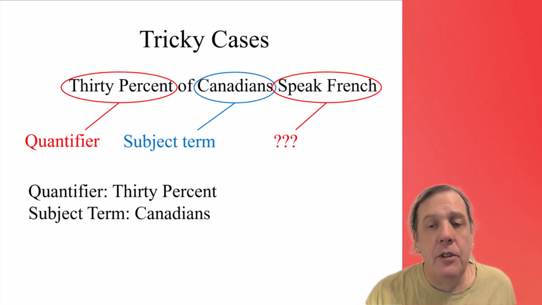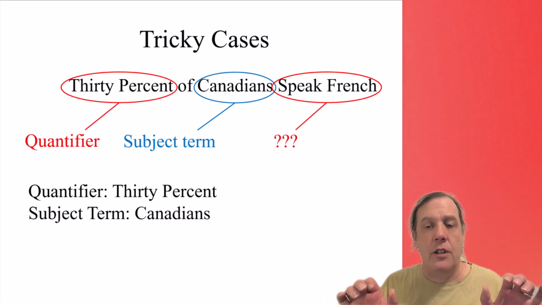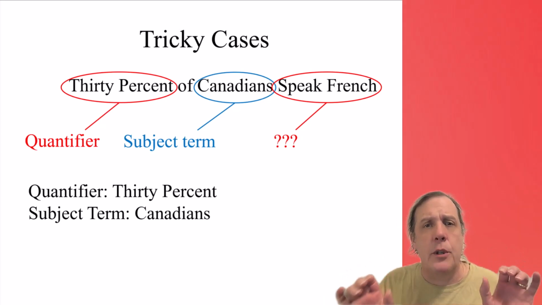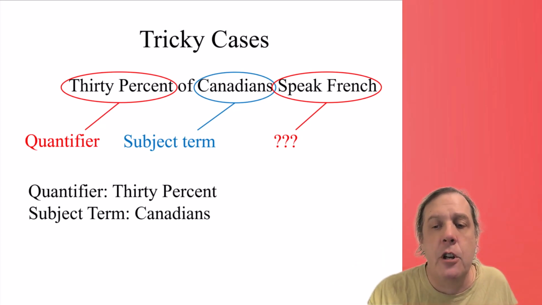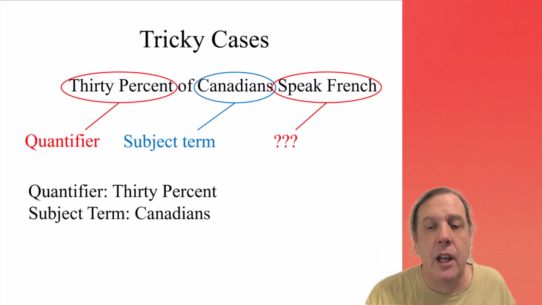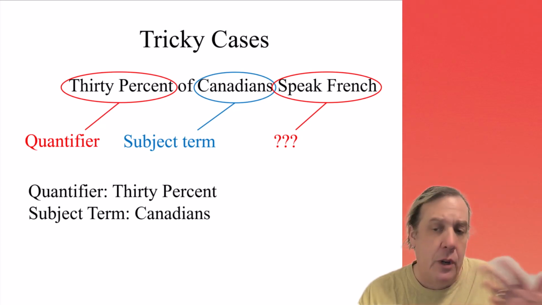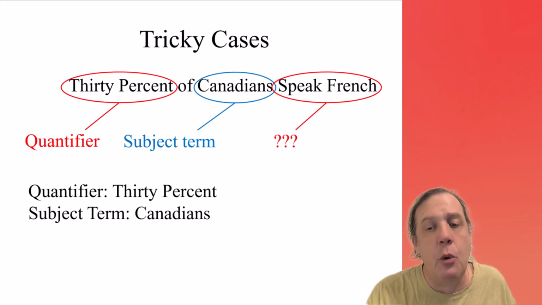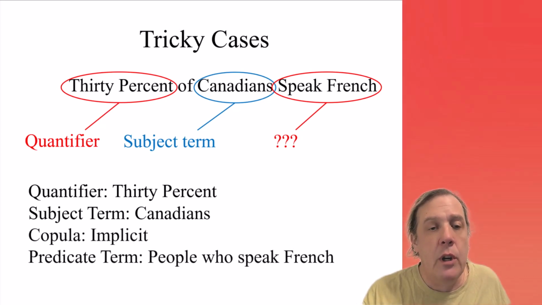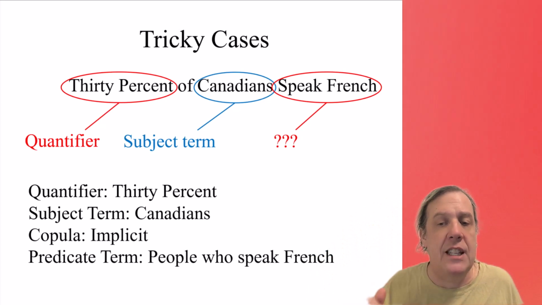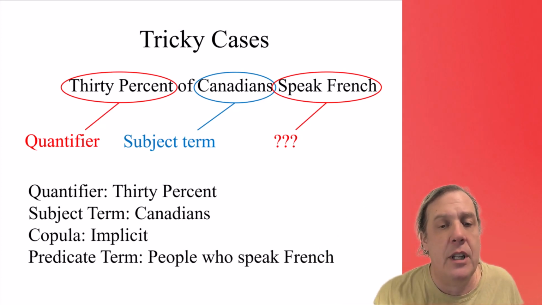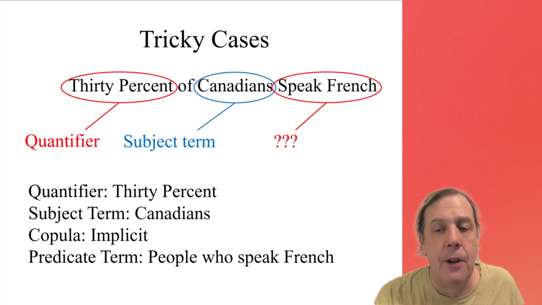Now, you remember we always have to have two categories, and these categories are always defined by noun phrases. So what we want to do is change the verb phrase here into a noun phrase so that we can talk about the quantified relationship between two categories. So we're going to say that the copula is implicit and the predicate term is people who speak French.